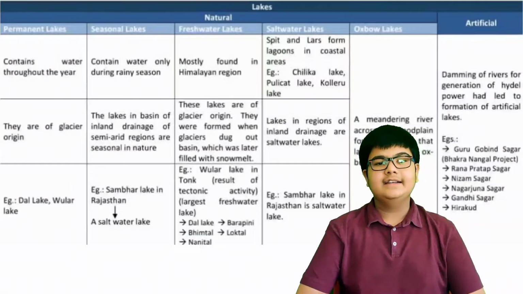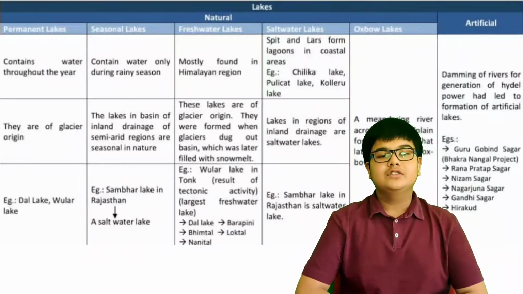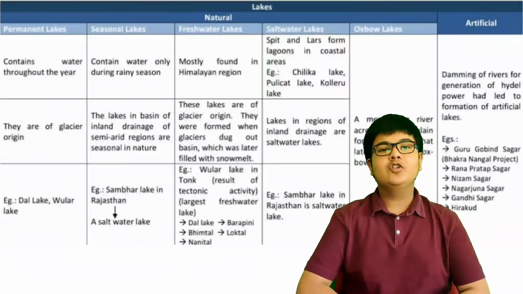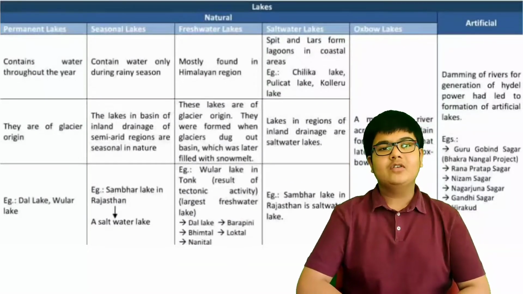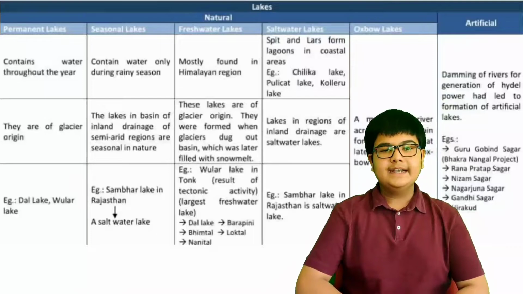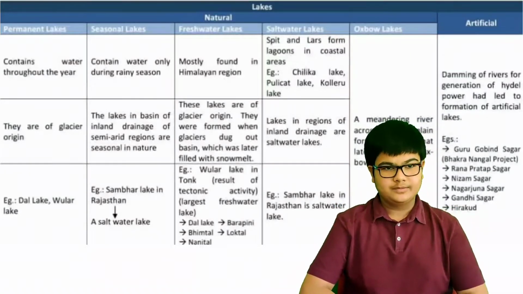Now let us understand lakes. So lakes are a hollow on the earth's surface filled with water. So there are mainly two types of lakes, natural lakes and artificial lakes. Natural lakes are formed by nature and artificial lakes are formed by human activity such as damming of rivers. Natural lakes are of 5 types: permanent, seasonal, freshwater, saltwater and oxbow.